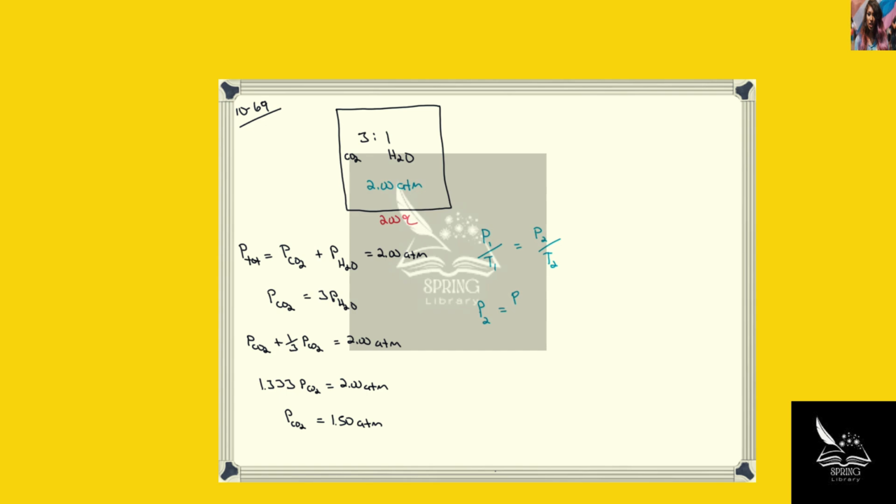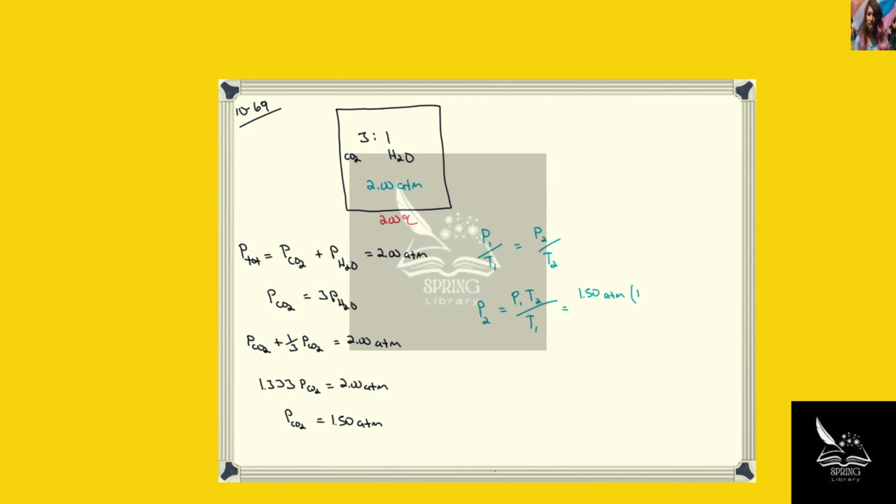We can rearrange this to solve for the pressure when the temperature has changed to 10 degrees Celsius. So P2, I'm using this to correspond to the second set of conditions where the temperature has now decreased from 200 degrees Celsius to 10 degrees Celsius. So to solve for the pressure of carbon dioxide under the second set of conditions, we simply need to know its partial pressure under the first set of conditions, which we just determined was 1.50 atmospheres.